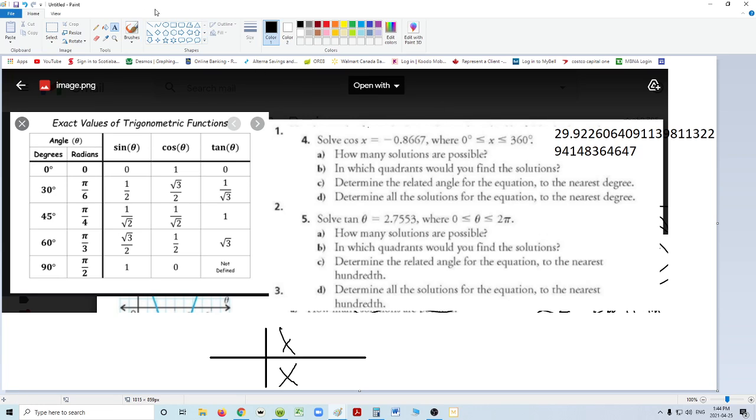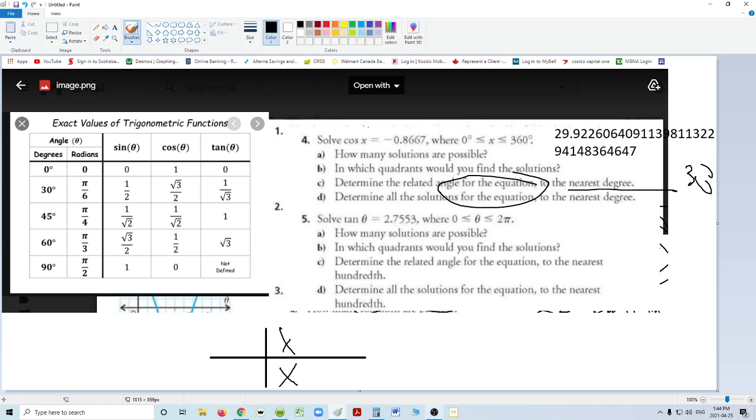Which quadrants would you find negative? We already identified that. That's quadrants 2 and 3, where cos is negative. Determine the related angle of the equation to the nearest degree. Well, okay, to the nearest degree, that's 30 degrees. We're now talking about degrees. You can see right there.